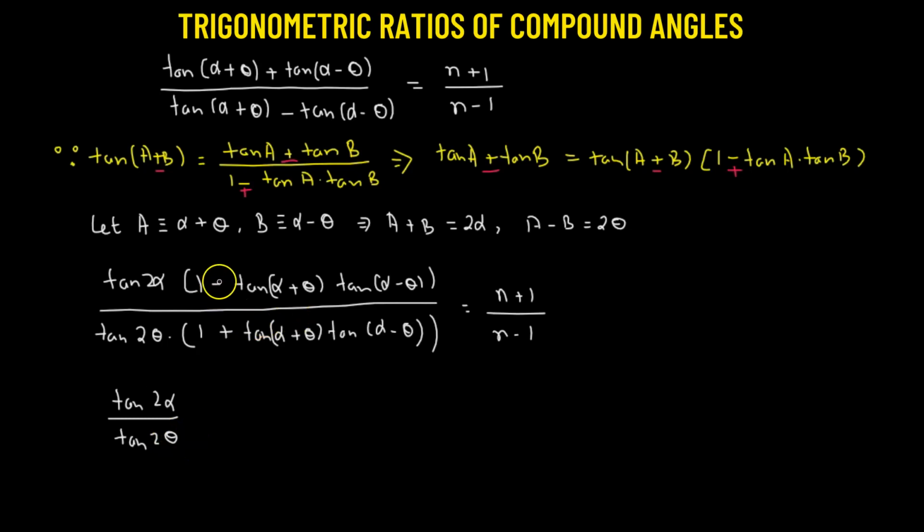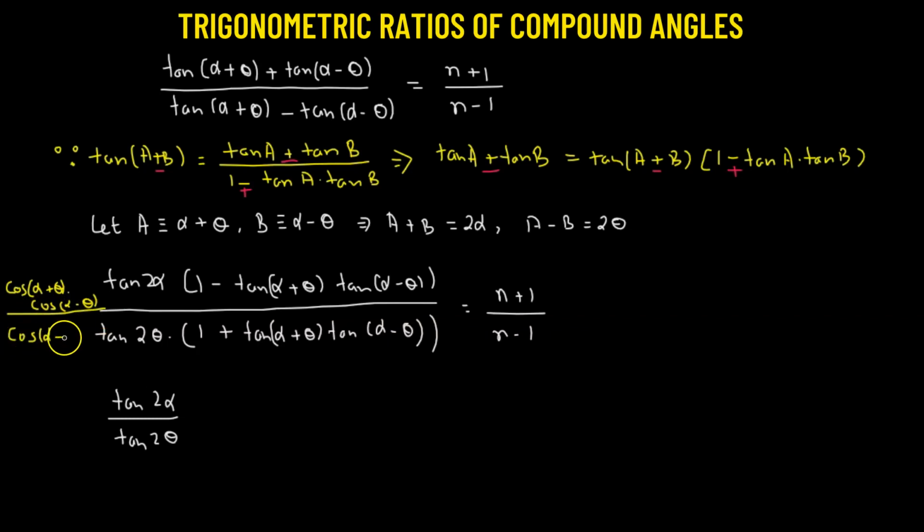So what we'll do, we'll take this particular expression, the remaining factors, which is 1 minus tangent of alpha plus theta times tangent of alpha minus theta. We will multiply the numerator as well as the denominator with a common factor: cosine of alpha plus theta multiplied by cosine of alpha minus theta.